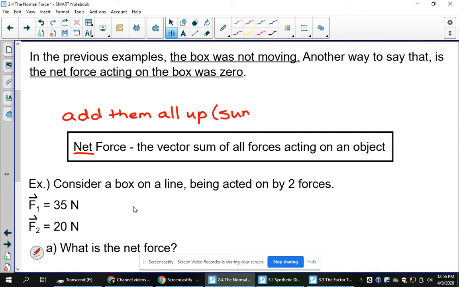One way that we say that in math is we call that the sum. So we're taking the sum of all forces acting on that object. And we do the net force in the horizontal and the vertical direction separately.